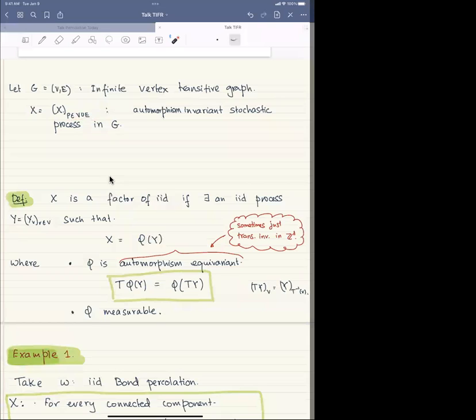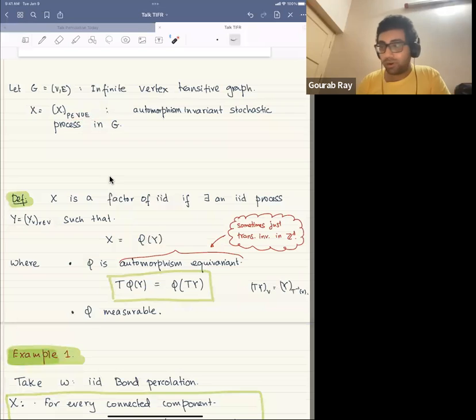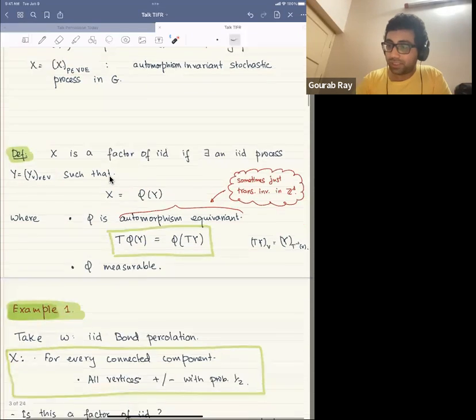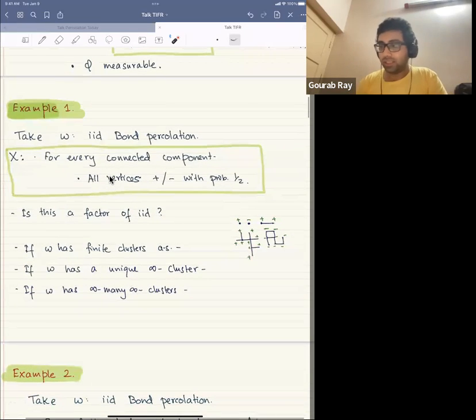Okay, very good. All right, so to get an idea of what this is for those who are not familiar with this concept, let's start with a simple example. Here is a stochastic process for you. Take an IID bond percolation on your graph. Start with this, and then for each connected component, color all the vertices either plus or minus with probability half. Here is a small picture which I tried to draw, and the question is whether this is a factor of IID. By this I mean X.